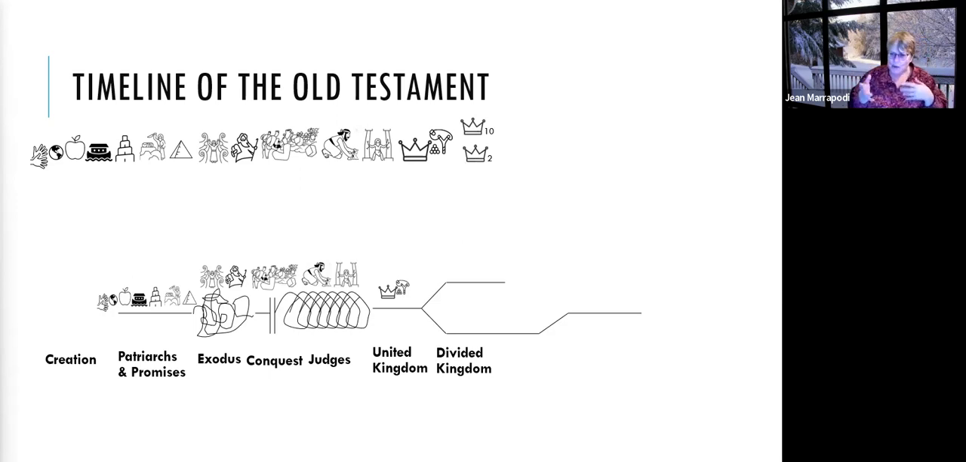And remember, we had 12 tribes. And so the way the kingdom is divided, we have 10 tribes go to the north and 2 tribes go to the south. And we have a whole series of kings that come. And in the north, the kings bounce a little from good once in a while, but mostly bad. And it becomes a mess.